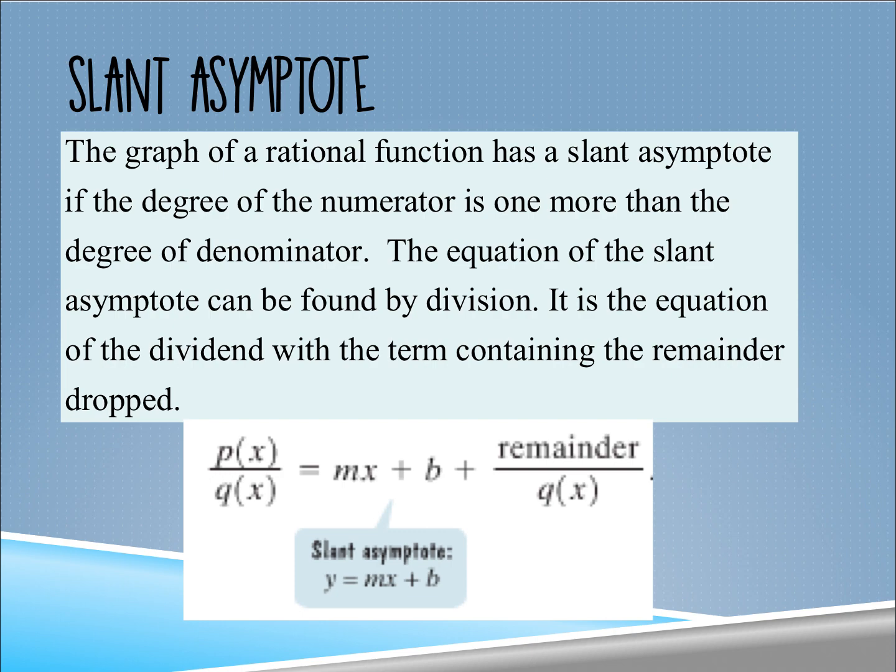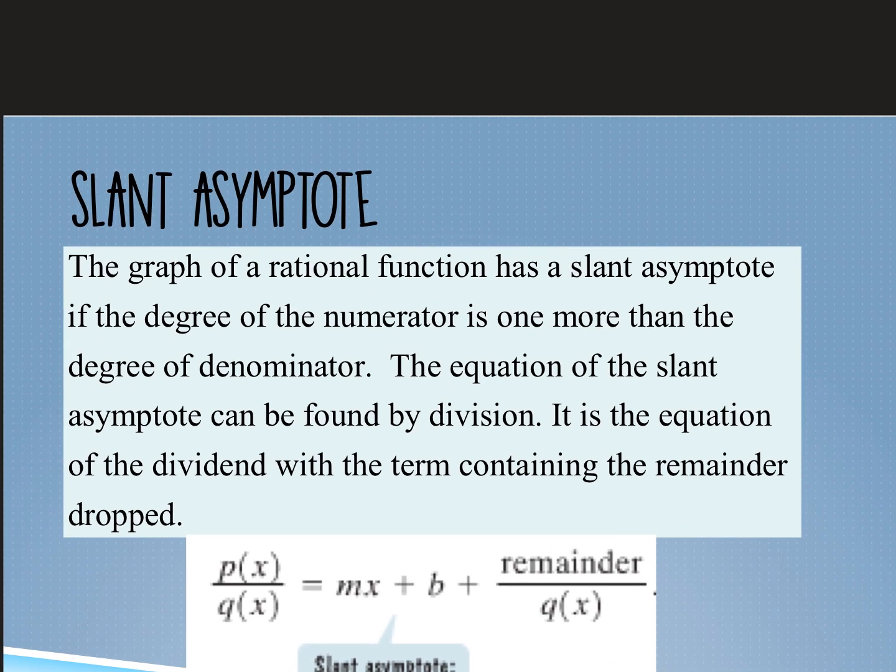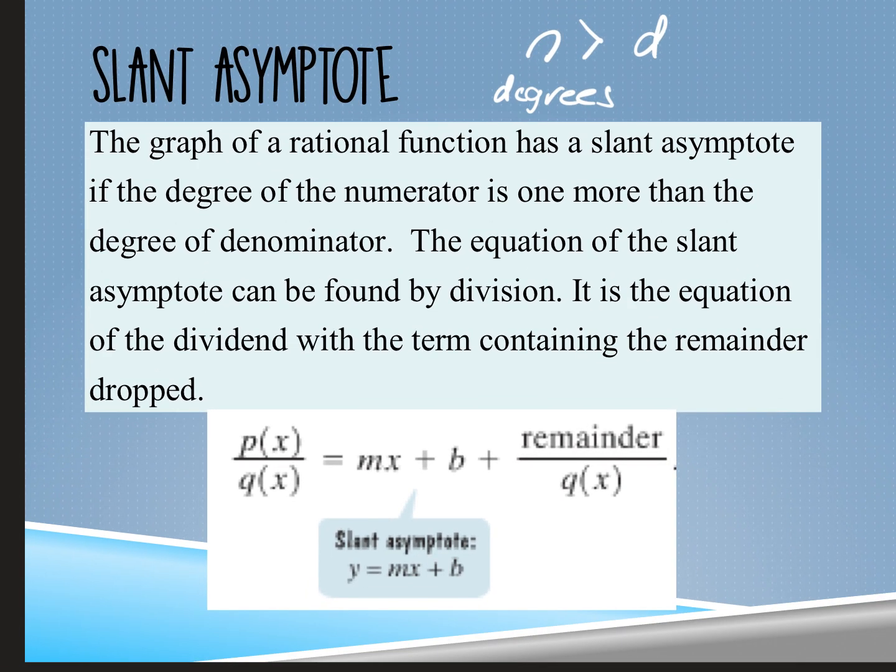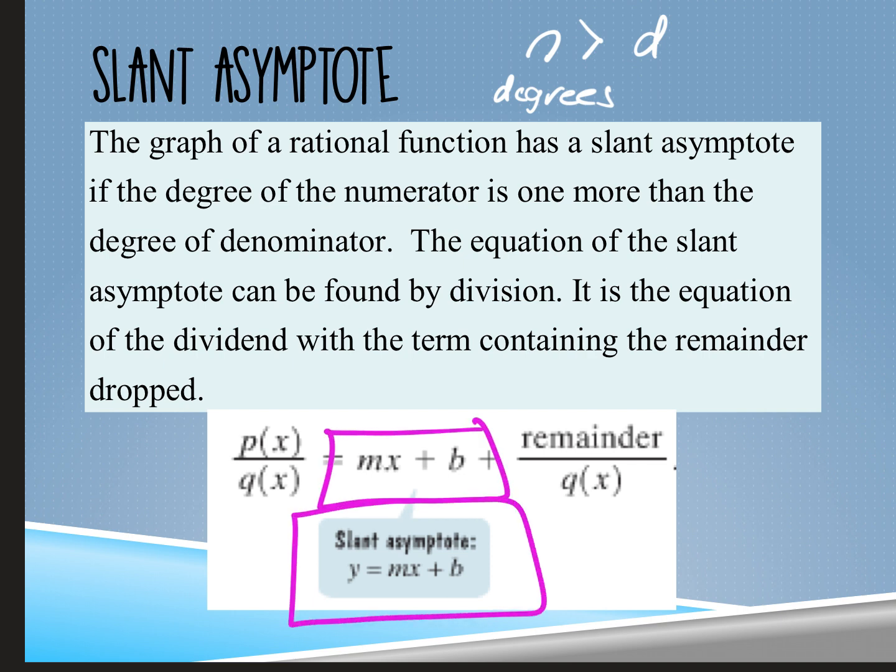Now, the only time you have a slant asymptote, guys, if you remember this, it's great. The only time you have a slant asymptote is when the degree of the numerator is bigger than the denominator. If it's equal to or less than, you will not have a slant asymptote. You always answer in y equals mx plus b form. You will always have y equals.